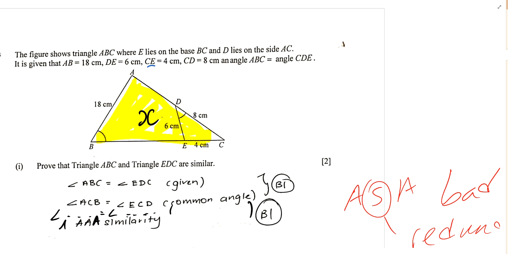So if the area for this small triangle is 1 square unit, what is the area of the big triangle? 3 squared, which is 9. If the area of this small triangle is 2 square units, what is the area of the big triangle? If the small is 2, what is the area of the big one?